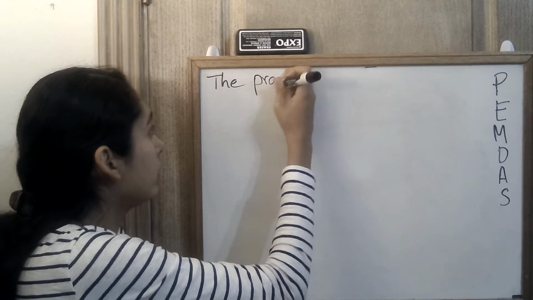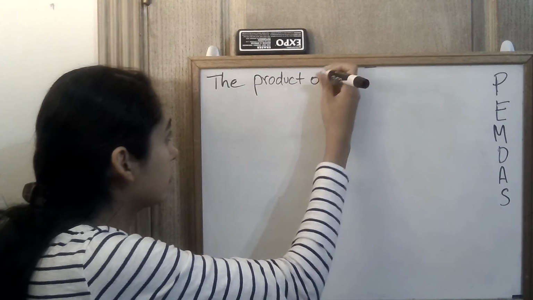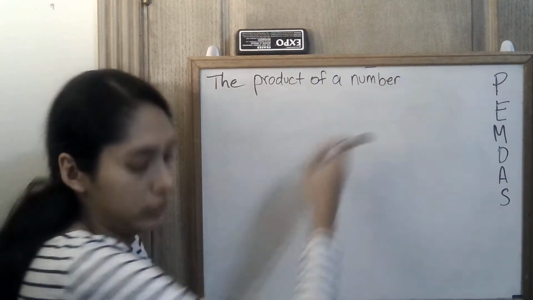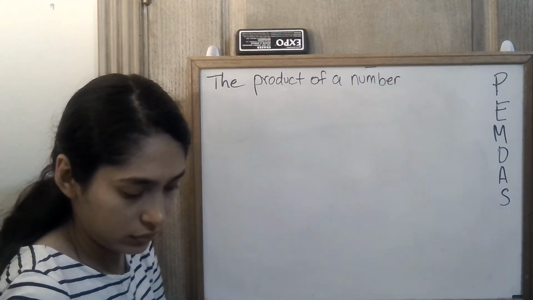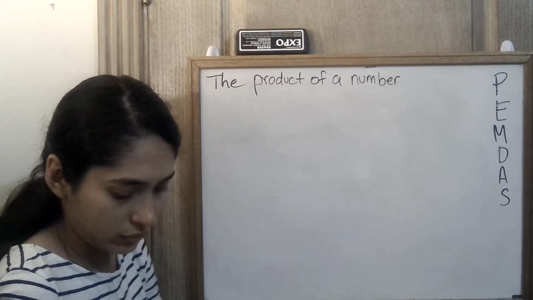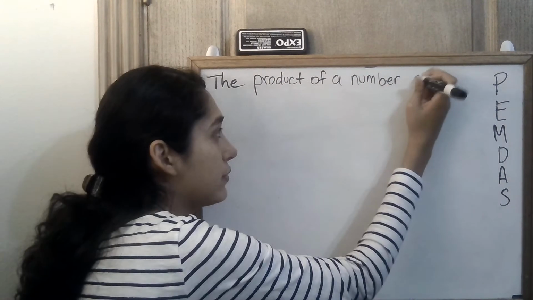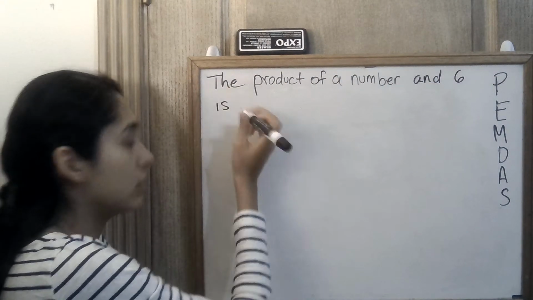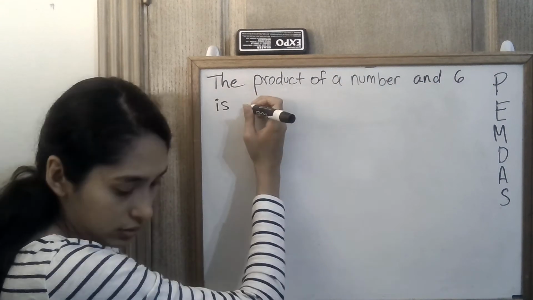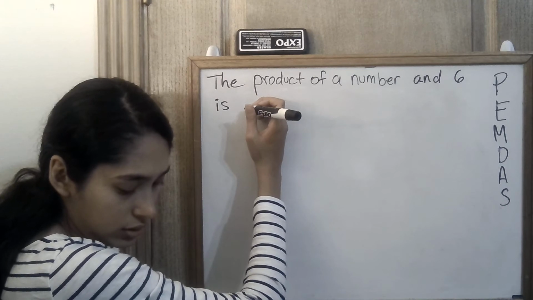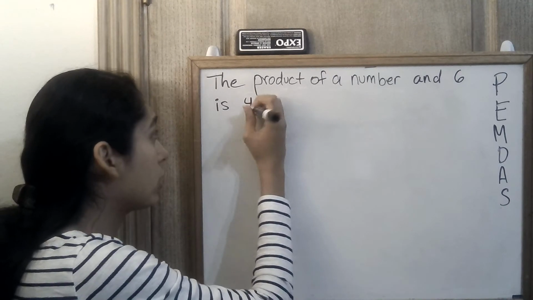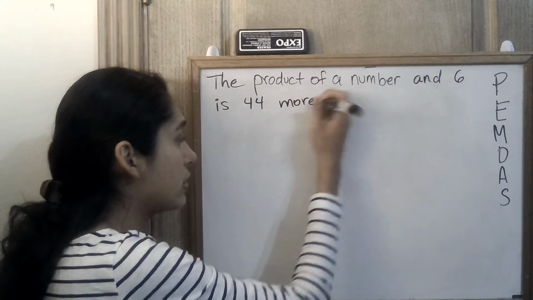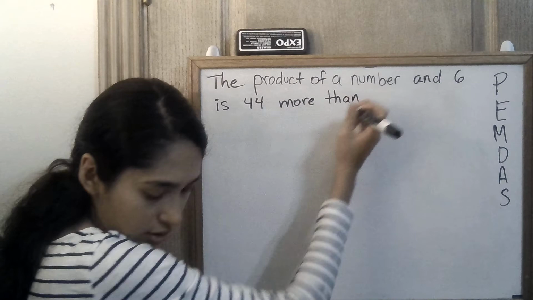The product of a number and 6 is 44 more than twice the number.